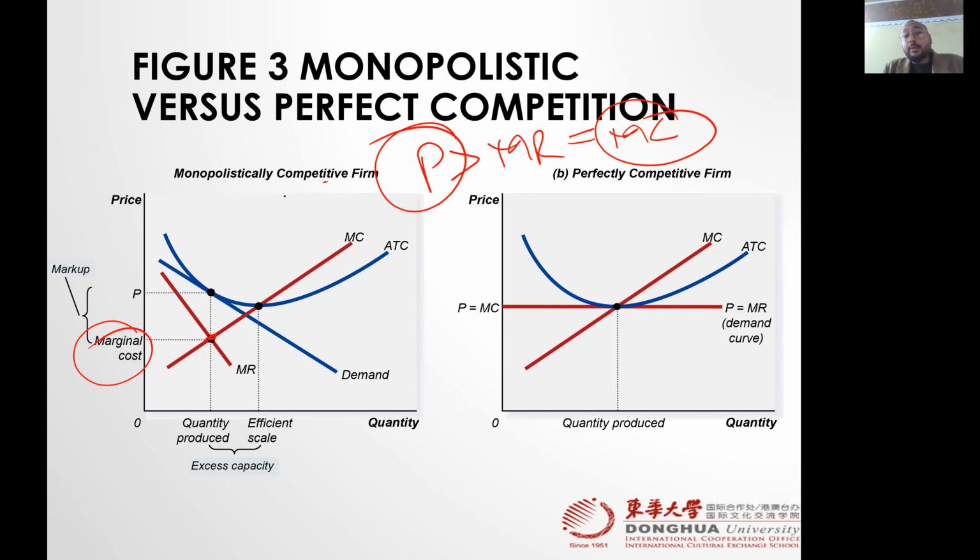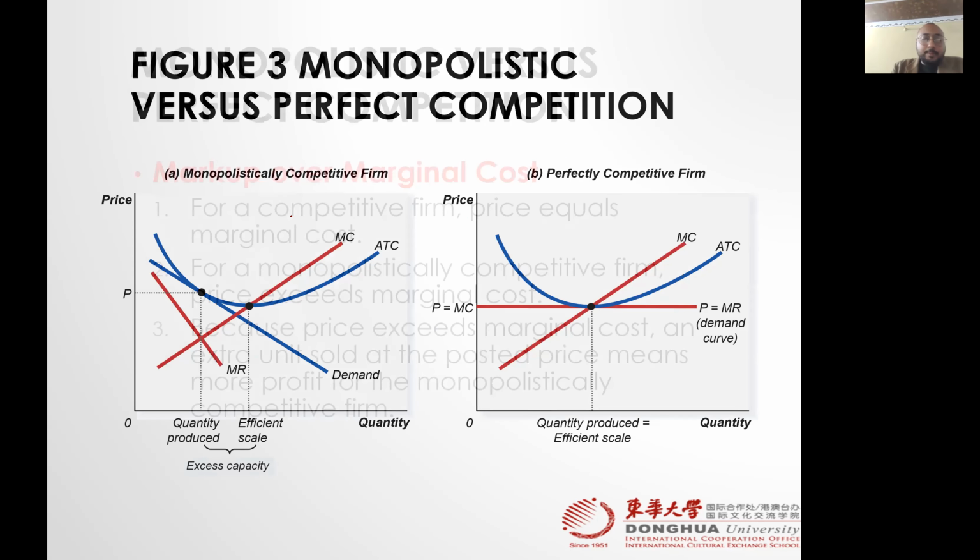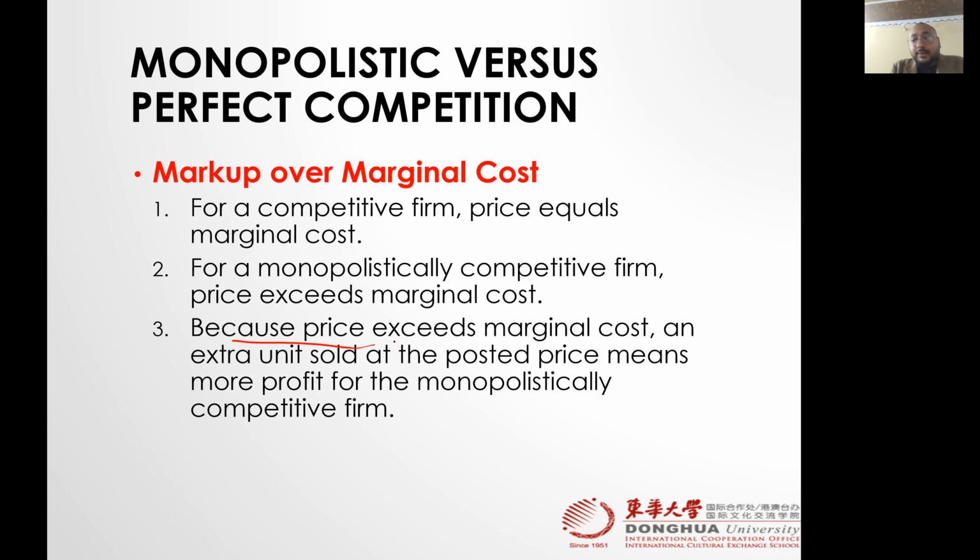But we talked about how in the long run there is no profit. So that would be accounting profit. In the long run, economic profit is equal to 0. So you see here, because price exceeds marginal cost, an extra unit sold at the posted price means more profit.